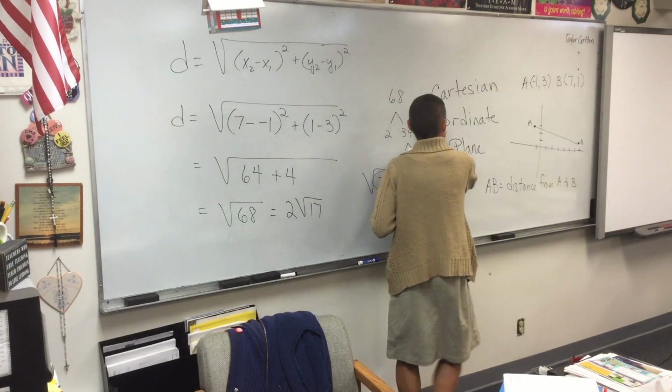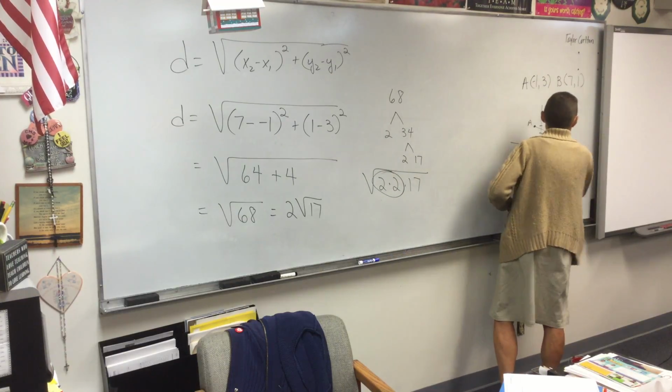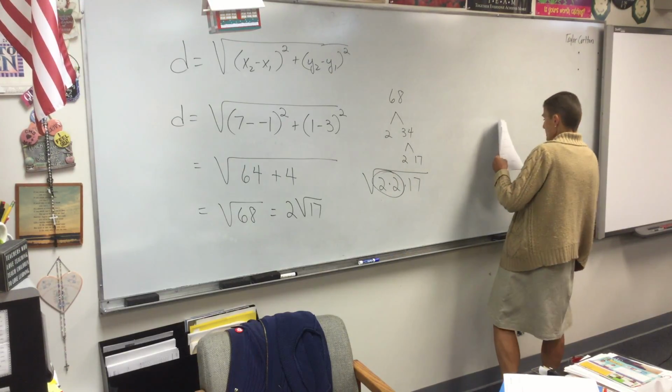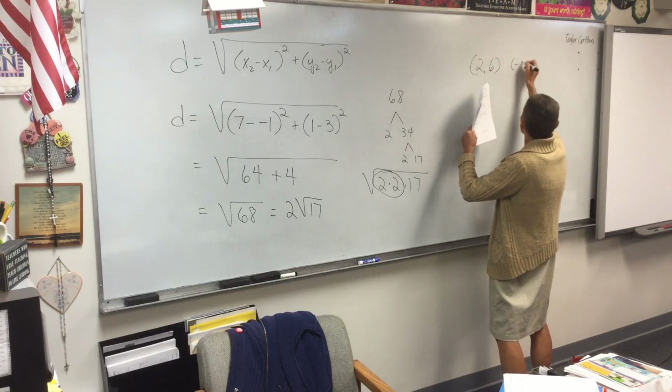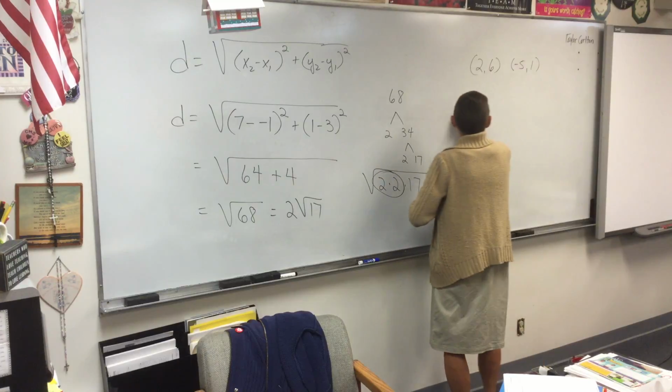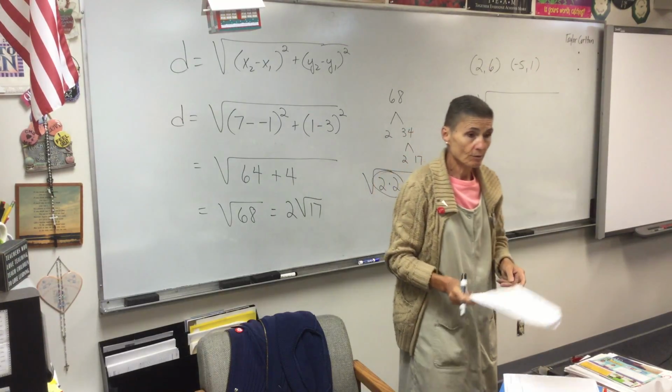All right, we'll do B together, and then there's one more that you can do by yourself. Let's do B together. We're finding the distance between 2, 6 and -5, 1. All right, so here we go. It's a big radical. What goes under the radical?